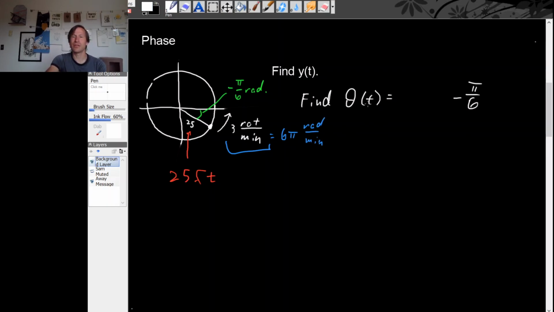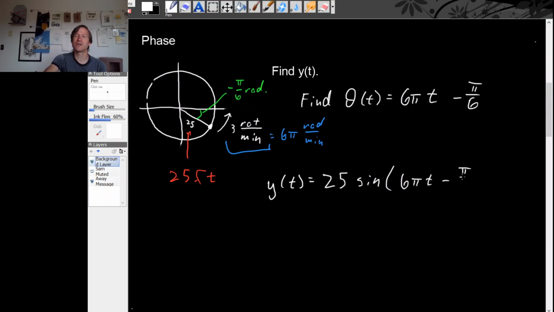So the angle theta as a function of time is 6 pi, that's the angular speed, times time, minus the initial angle. And now we can use our usual tricks for harmonic motion and circular motion to write down the y-coordinate as a function of time. So it's the radius, 25, times sine, since we're talking about a y-coordinate, sine of 6 pi t minus pi over 6. Okay, there we go.